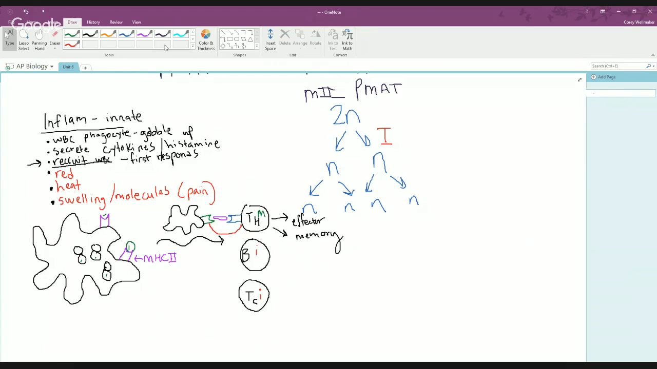The effector cells, though, are going to go look for other lymphocytes to activate. So the other lymphocytes that they can activate are the B cells and the immature cytotoxic T cells. So let's talk about the B cell.